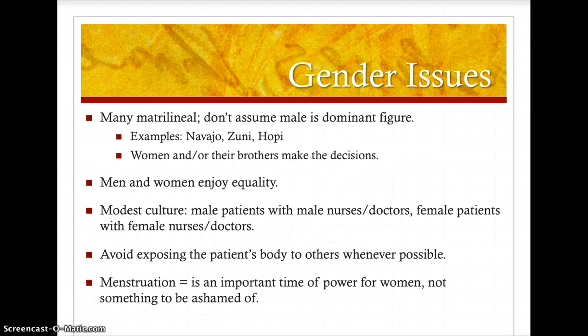Gender issues. As stated previously, do not assume that the males in the family hold authority. In many cases, the eldest female of the group will be considered the authoritative figure. A woman who is on her moon time, or who is menstruating, is considered to be in an important time of power and deserves respect. In many ways, Native Americans enjoy a great deal of equality between the sexes that may not be found in other cultures, so ensure that you maintain that same attitude of respect.